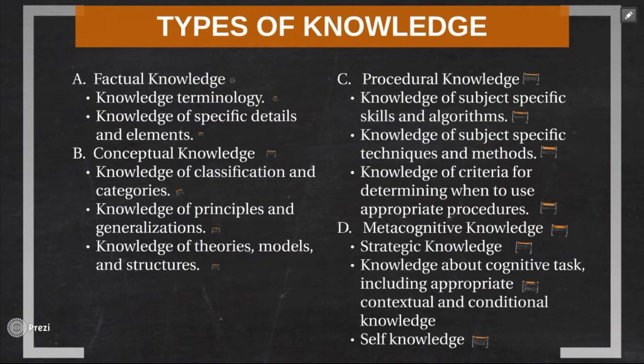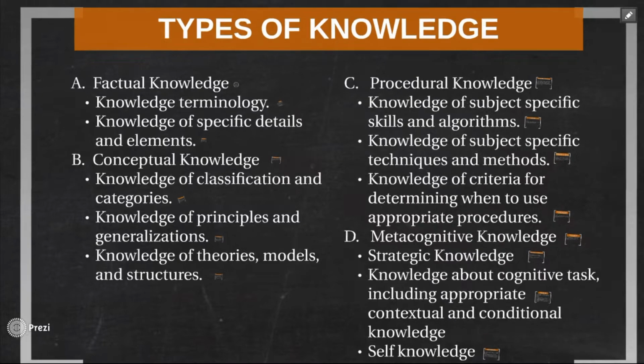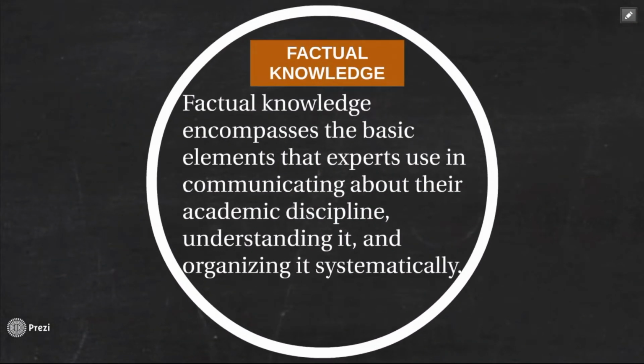Based on the previous slide about the definition of assessment knowledge, factual, conceptual, procedural, and metacognitive are types of knowledge. There are 4 types of knowledge. The first is factual knowledge. What is it? Factual knowledge encompasses the basic elements that experts use in communicating about their academic discipline, understanding it, and organizing it systematically.